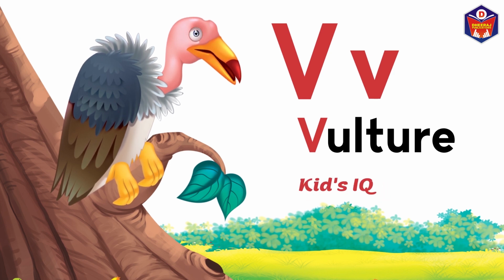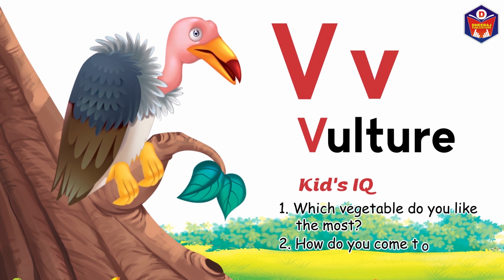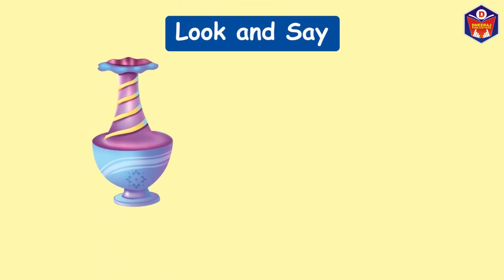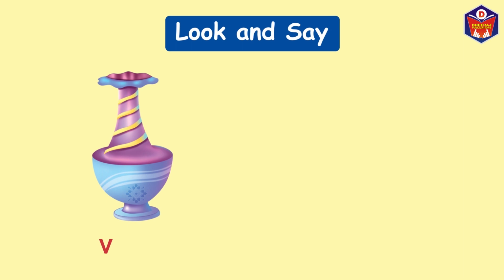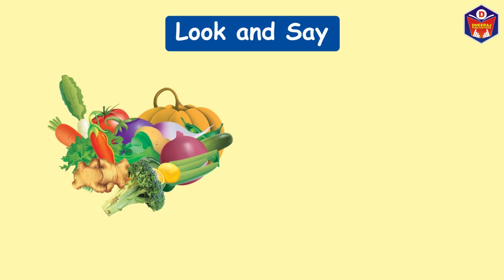Kids IQ. Question 1. Which vegetable do you like the most? Question 2. How do you come to school? By bus or van? Look and say vase. V A S E. Vase. Violin. V I O L I N. Violin. Vegetables.